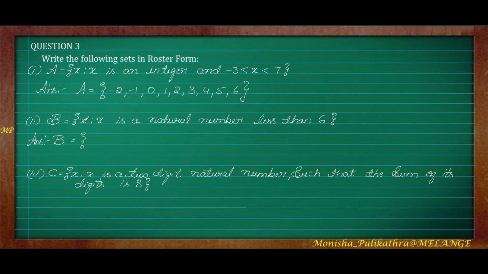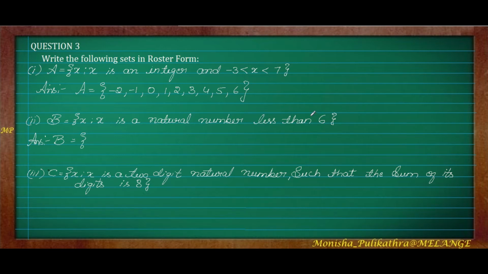Okay. So set B, again X, where X is a natural number. You have to understand two things. If they give you whole numbers, it always starts from 0, whereas natural number starts from 1. 0 to infinity is whole numbers, whereas 1 to infinity is natural numbers. Here X is a natural number, but it is less than 6.